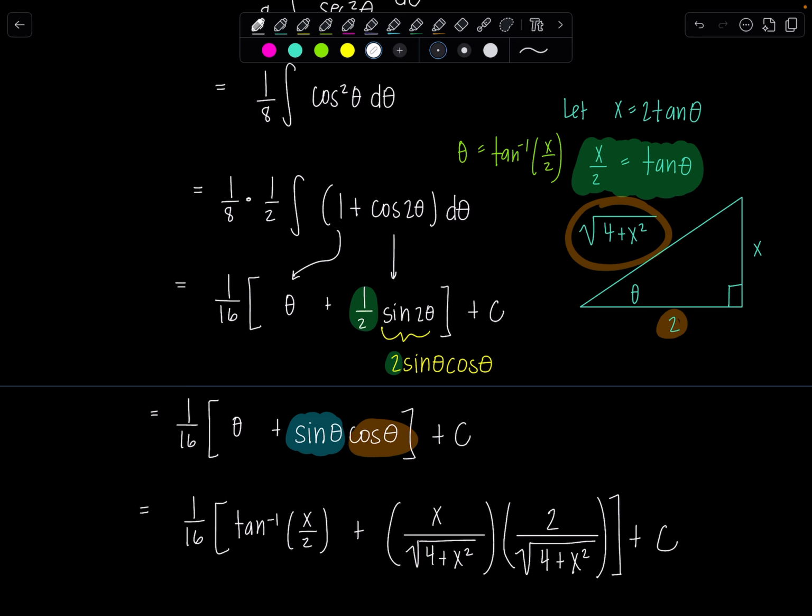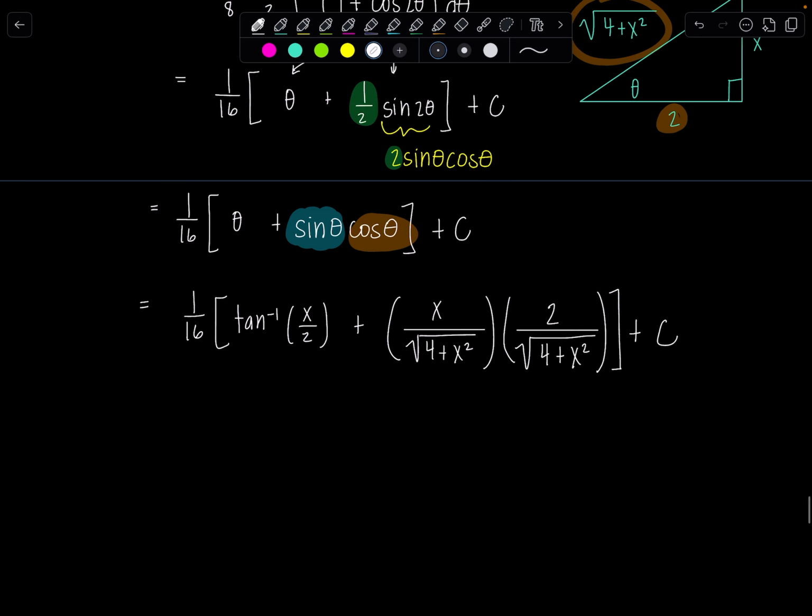Okay, and then just clean up a wee bit more. So I'll distribute the 1/16 now, tan inverse x over 2 plus, and then when I distribute the 1/16, see how there's a 2 up here? Okay, that's gonna go bye-bye. We'll have an 8 in the denominator, x over 8 times just 4 plus x squared, because the square root will cancel out since we got 2 of them. 8 times 4 plus x squared plus c. You can leave it like this.